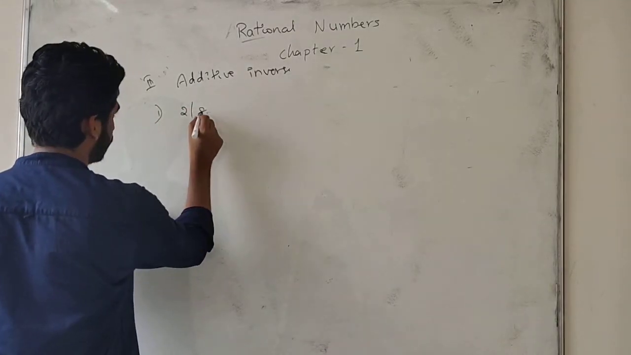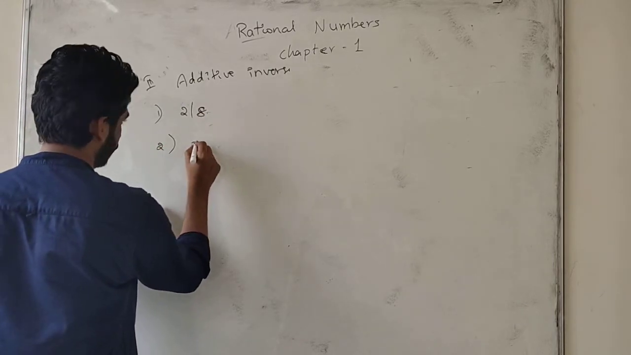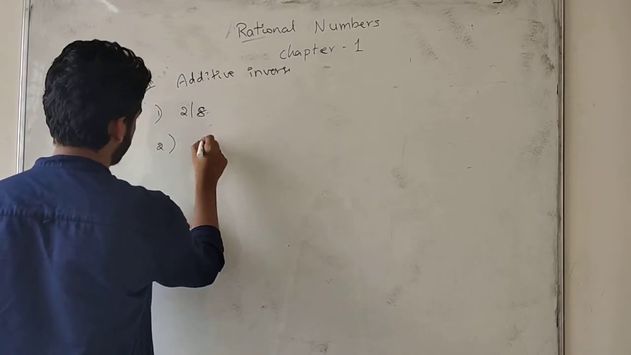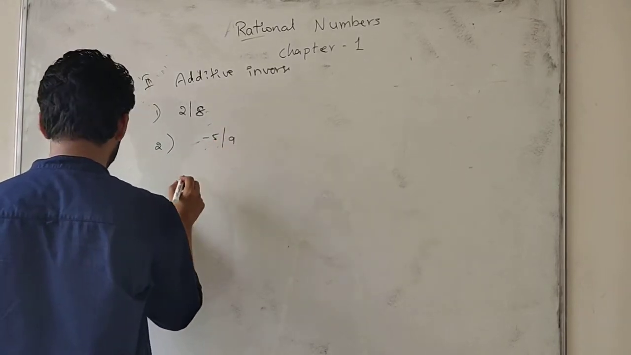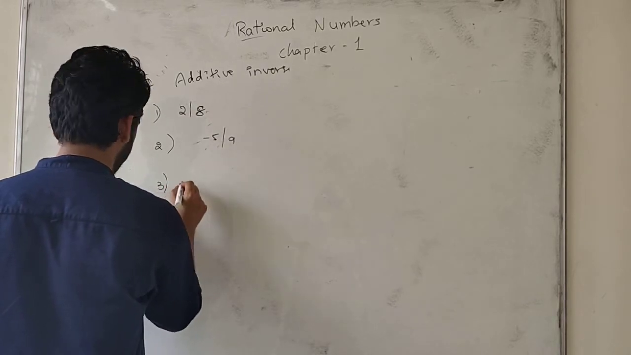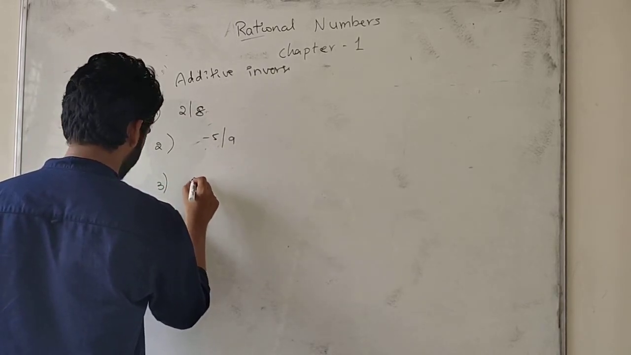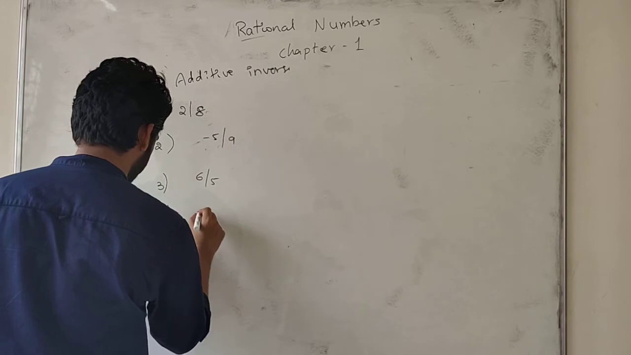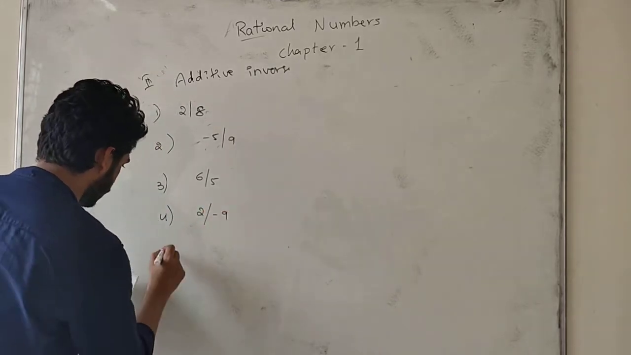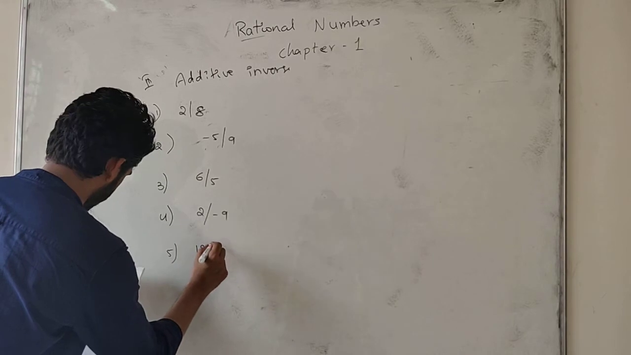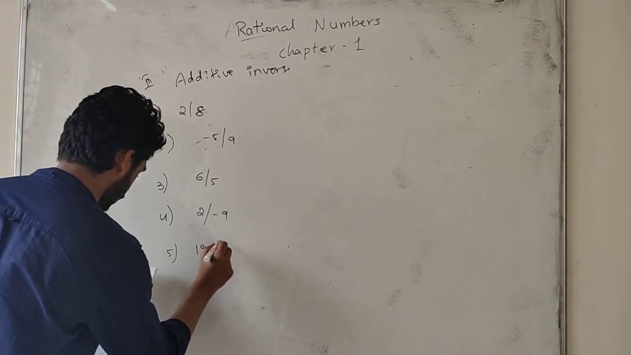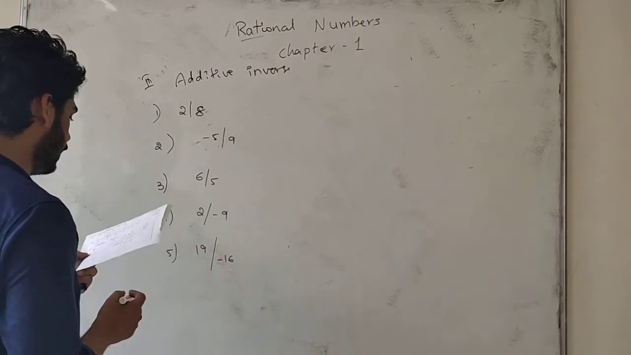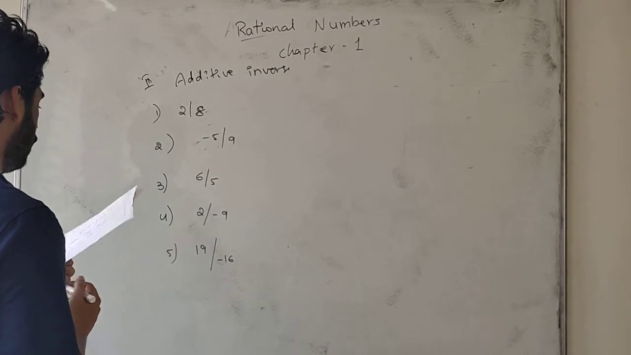2 by 8. Second one, minus 5 by 9. Third one, 6 by 5. Fourth one, 2 by minus 9. Fifth one, 19 by minus 16. Okay, how will we solve it?